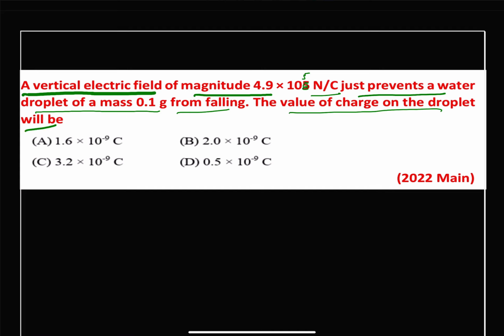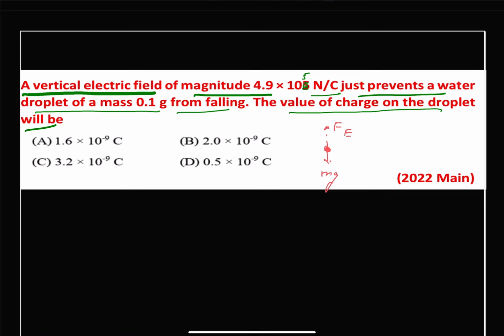So the electric field is preventing the water drop from falling. Therefore we can say that if this is our water droplet, in the downward direction we are going to have mg. So obviously in the upward direction there will be a force due to our electric field, so that the water drop is not falling downward. Under this condition, the force due to the electric field should be equal to our mg.